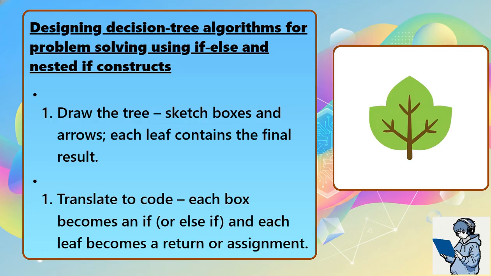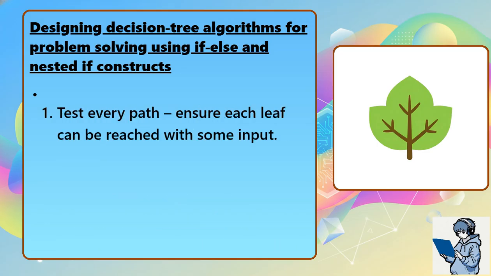Step 5. Translate to code. Each box becomes an if or else if, and each leaf becomes a return or assignment. Step 6. Test every path. Ensure each leaf can be reached with some input.